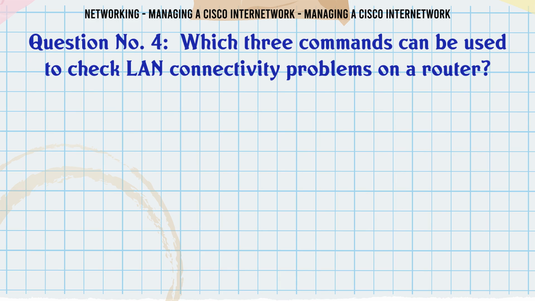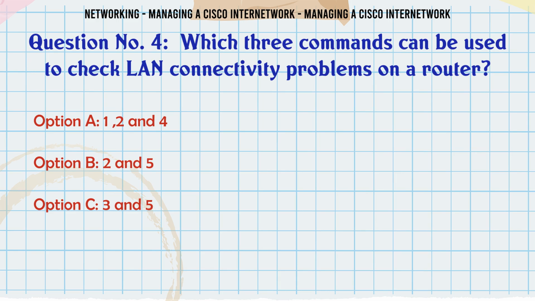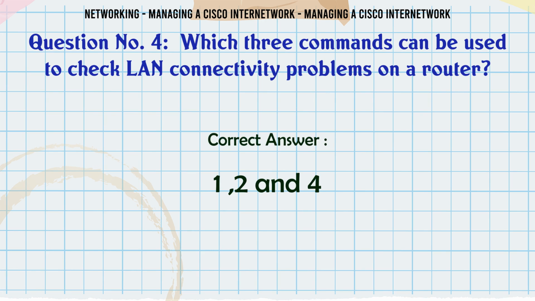Which three commands can be used to check LAN connectivity problems on a router? A. 1, 2, and 4. B. 2 and 5. C. 3 and 5. D. None of the above. The correct answer is 1, 2, and 4.